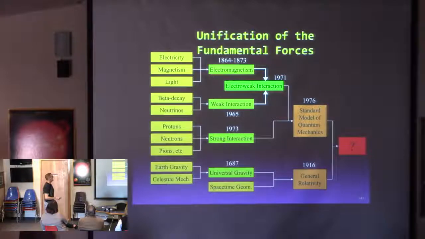So let's look at the unifications we're still trying here. So, unification of all the forces. We have electricity, magnetism, and light. Those are all put together in the 1800s as electromagnetism.